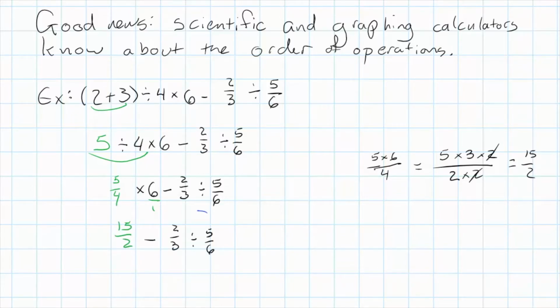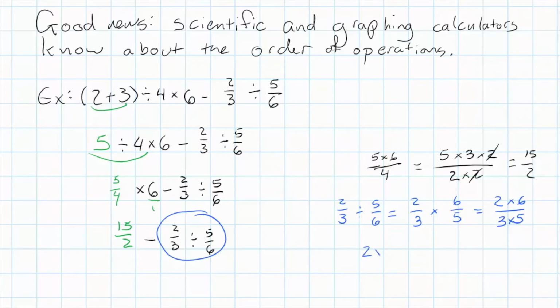And then 2/3 divided by 5/6, that's 2/3 times 6/5. That's 2 times 6 over 3 times 5. Let's see, that'll be 2 times 2 times 3 over 3 times 5. Cancel the 3's, and that's 4/5.